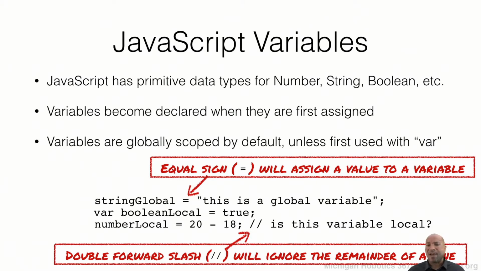At the bottom here, our last statement is assigning a number to the global variable number local, which will be assigned a value of 2, which is 20 minus 18. One thing that you should note is that comments are provided. If you have a double slash, what that will do is ignore the remainder of a line. In this case, I put the double slashes and made a comment to myself: is this variable local or not? It's a global variable, I should be clear.